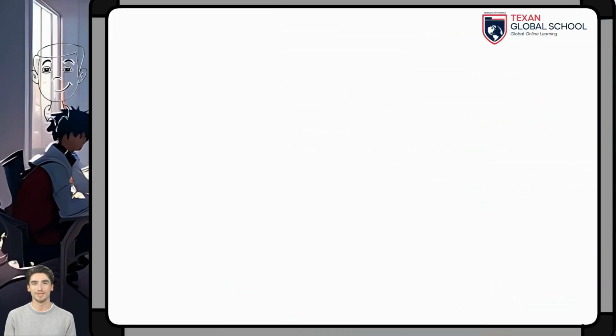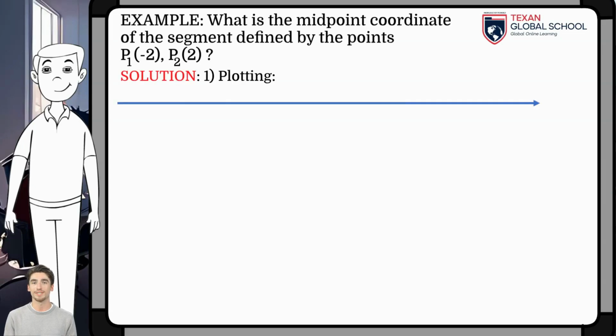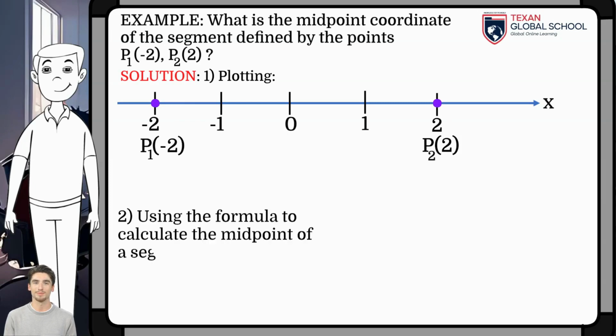Let's see a first example. What is the midpoint coordinate of the segment defined by the points P1 of coordinate -2 and P subscript 2 of coordinate 2? First, plot the points of the segment. Between the endpoints of the segment, there must be a point, P with coordinate x_m, which divides it into 2 equal parts. So, use the formula to calculate the midpoint, P_m, of coordinate x_m.